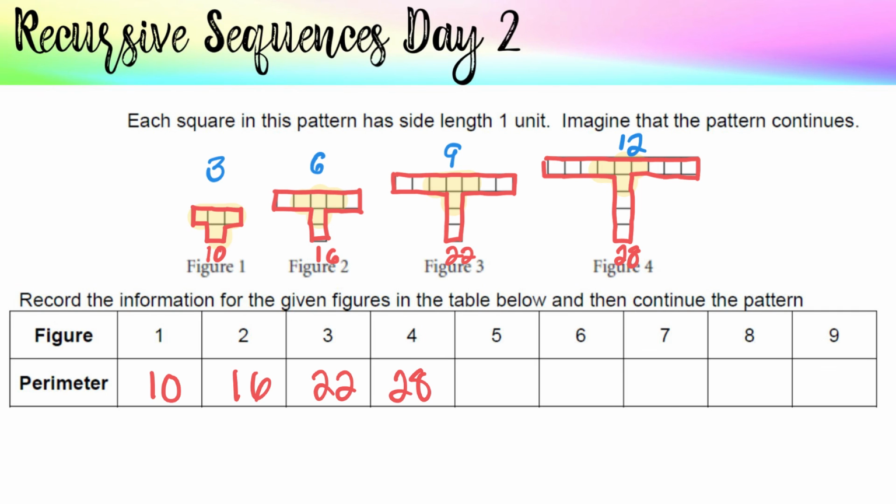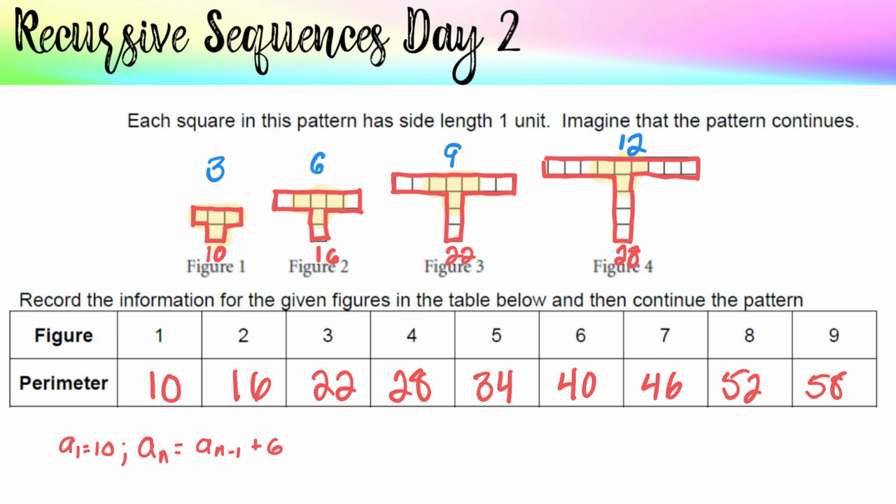So 28 plus 6 is 34, 34 plus 6 is 40, 40 plus 6 is 46, 46 plus 6 is 52, and then finally 58. Now, if we wanted to write a recursive rule for this perimeter, our a sub 1 is 10, so our first perimeter is 10, and then a sub n is equal to our previous term plus 6. That would be the recursive rule if we were referring to the perimeter.